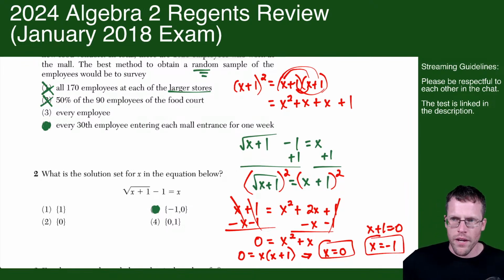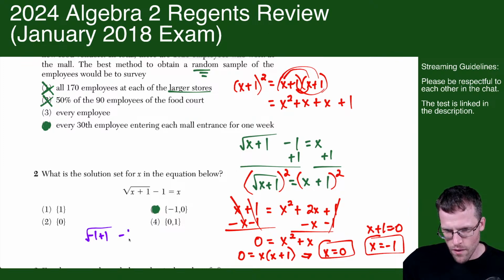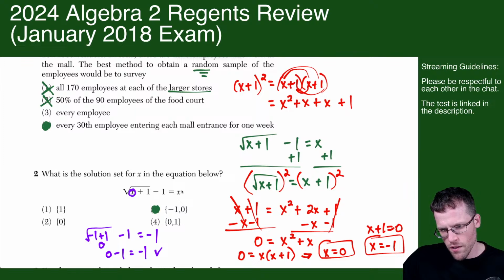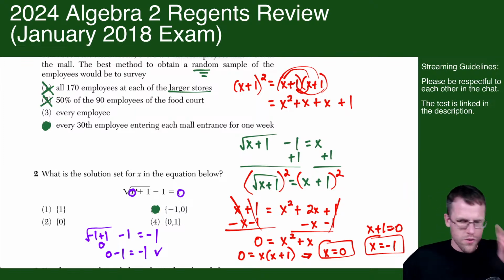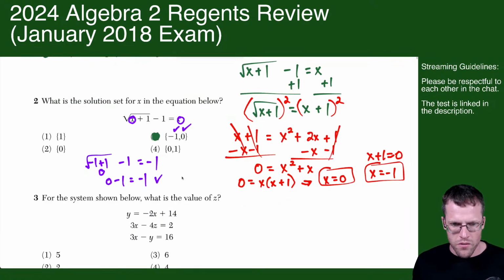Now, I'd have to plug back in to check. And I'll just plug one of them in for now. Like if I plugged in negative 1, I just replaced both x's with negative 1. This gives me the square root of 0, which is 0. And 0 minus 1 equals negative 1 is definitely true. Okay, and if I plug in 0, I'm going to get square root of 1 is 1, minus 1 is 0. So they both check out. Okay, so definitely choice 3.